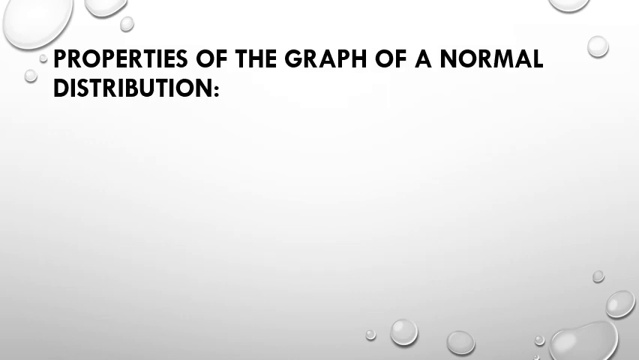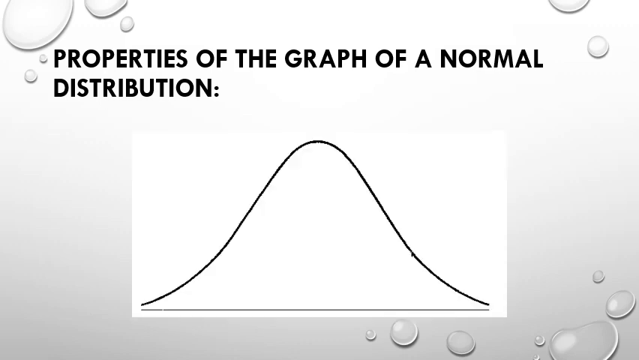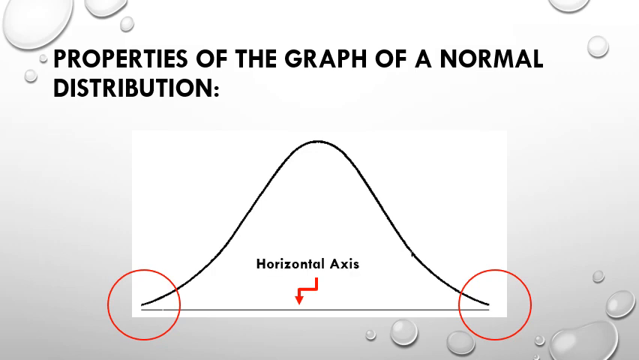Here are the properties of the graph of a normal distribution. First, the graph of a normal distribution looks like a bell shape. Then the tails, its two ends, are asymptotic to the horizontal axis. So, what do you mean by asymptotic? It means that our graph gets closer to the horizontal axis but it will never touch it. Like in your graphing in math, that is what asymptotic means.